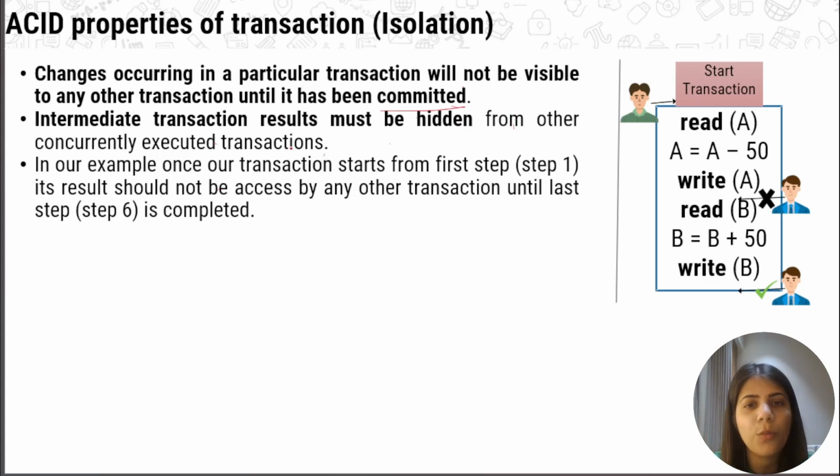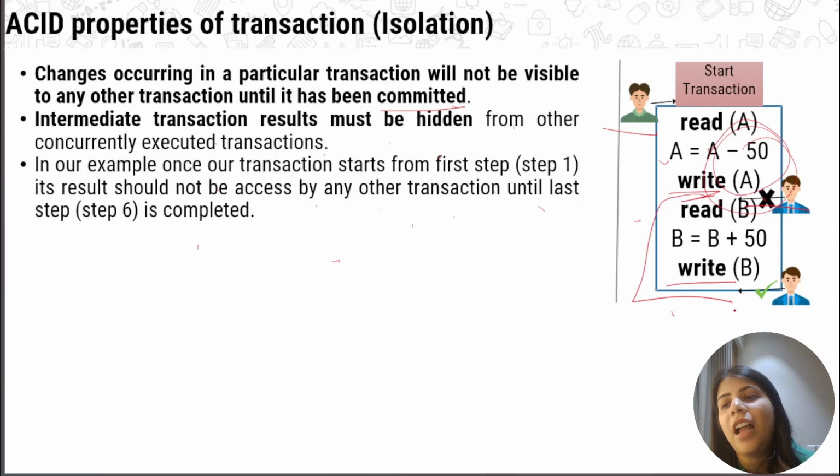So in our example, once our transaction starts from step 1, its result should not be accessed by any other transaction until the last step is completed. So if the transaction has been started, in between no other transaction should get access to the status of this transaction. Until all the steps are completed, it cannot be accessed by any other transaction which is happening simultaneously. This is called the isolation property.